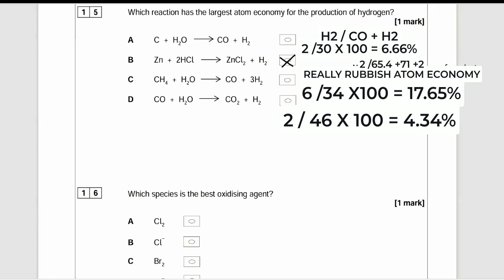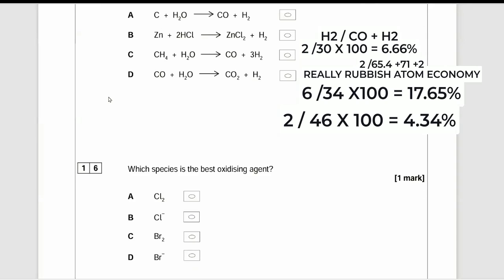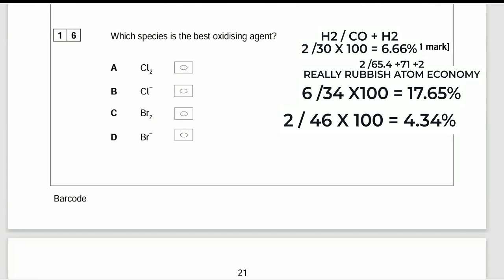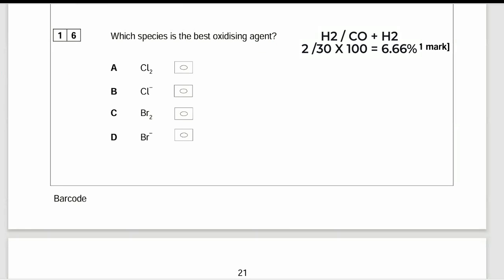And then we've got C, which is 6 divided by 34 times 100, 17.65%. That's going to be our answer, as the bottom one's rubbish as well with a 4.34%. Let's move on. Question 16.